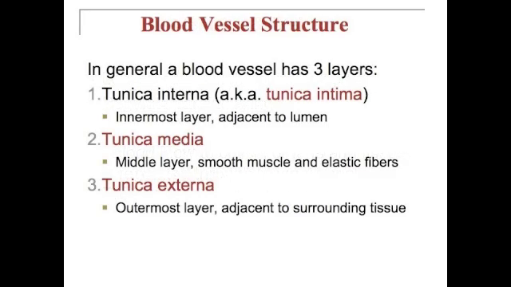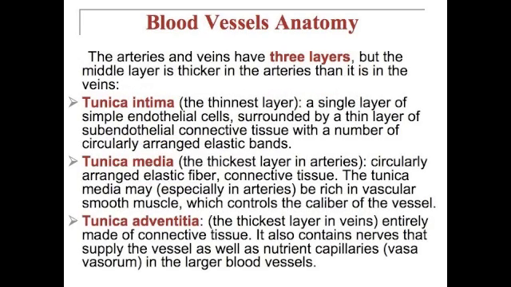Blood vessel structure. In general, a blood vessel has three layers: the tunica interna, the innermost layer adjacent to the lumen; the tunica media, which is the middle layer, and this is composed of smooth muscle and elastic fiber; and then the tunica externa, which is the outermost layer adjacent to the surrounding tissue. The arteries and veins have three layers, but the middle layer is thicker in the arteries than it is in the veins.